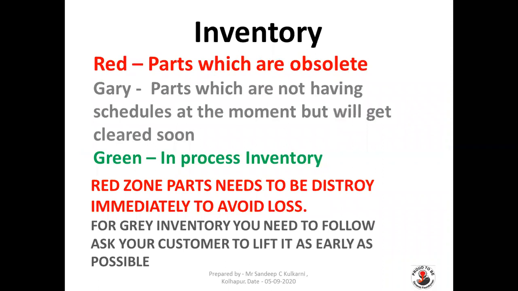Red inventory, in which parts have become obsolete. Gray inventory, parts which do not have schedules at the moment, but will get cleared soon by the customer. And green inventory, which is in-process inventory. So what are the actions? Red inventory, red zone parts need to be destroyed immediately to avoid loss, because it is again an inventory.